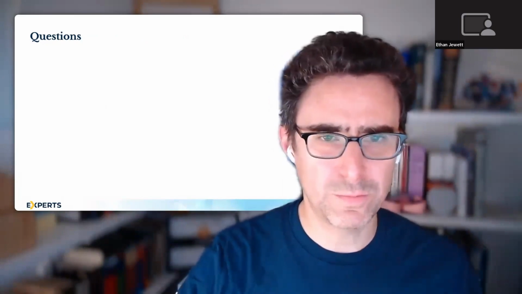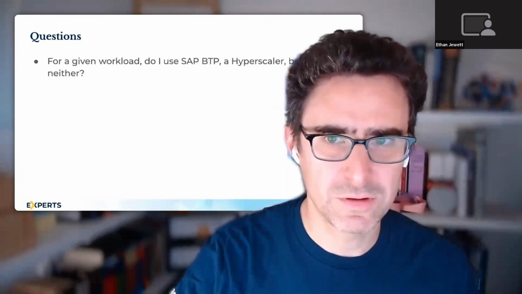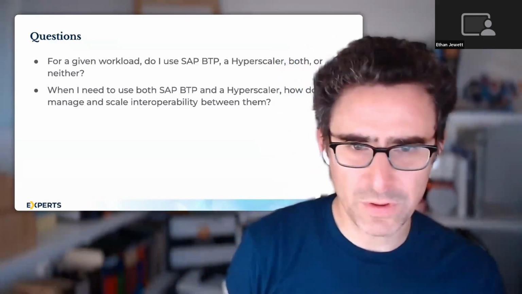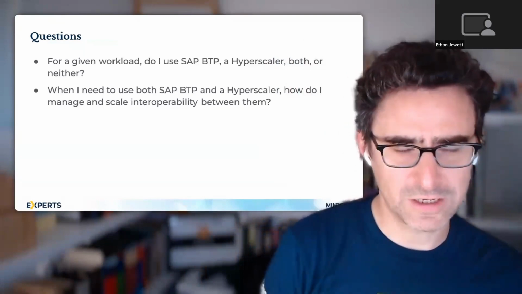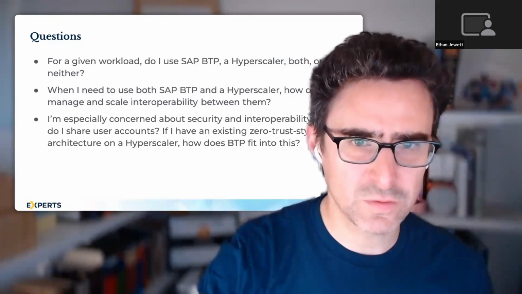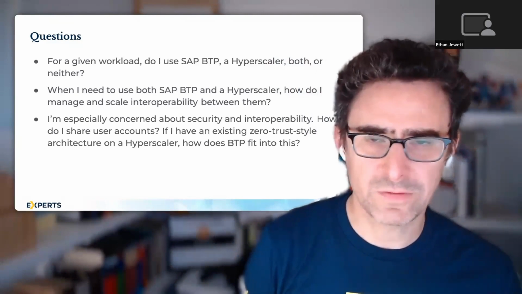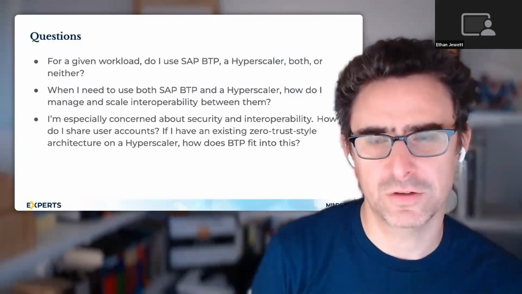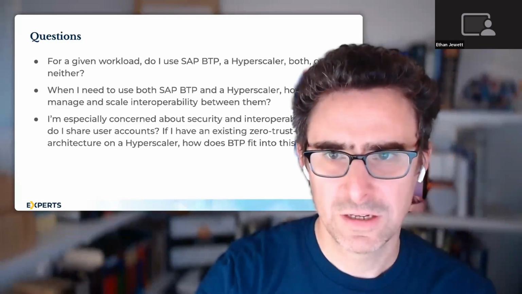And there will be a set of questions that come out of those problems, which we've already mostly covered. But again, for a given workload, what do I use? If I need to use both of them, how do I manage and scale interoperability between them? So we need an architecture that describes how to do that. Addressing concerns around security and interoperability is hugely important and is something that we have to develop either as an architecture ourselves or based on one of these joint reference architectures or another type of reference architecture. These are questions that architecture should help to answer.